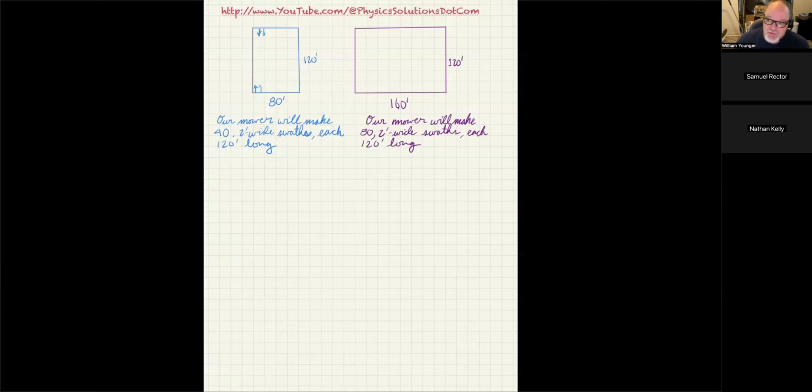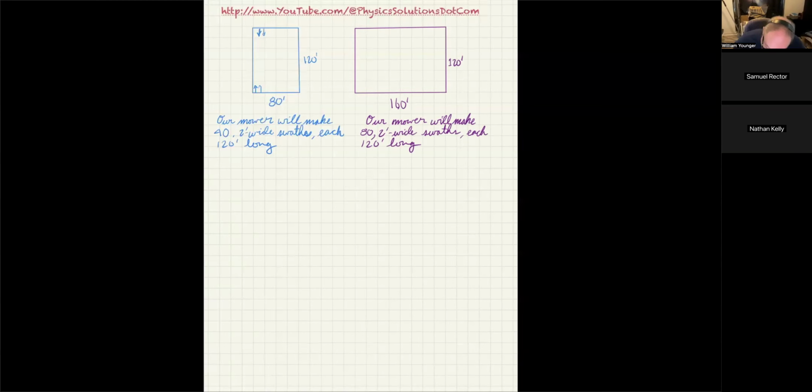And the major difference between these two works was the total distance you traveled, because basically each swath was 120 feet by 24 inches wide. In the left case, you did 40 of them. In the right case, you did 80 of them.